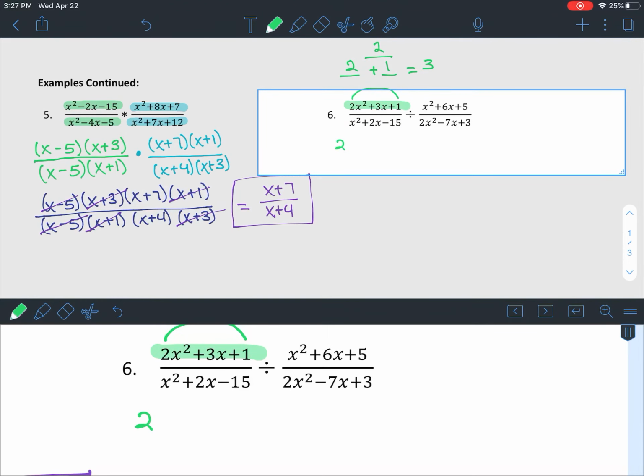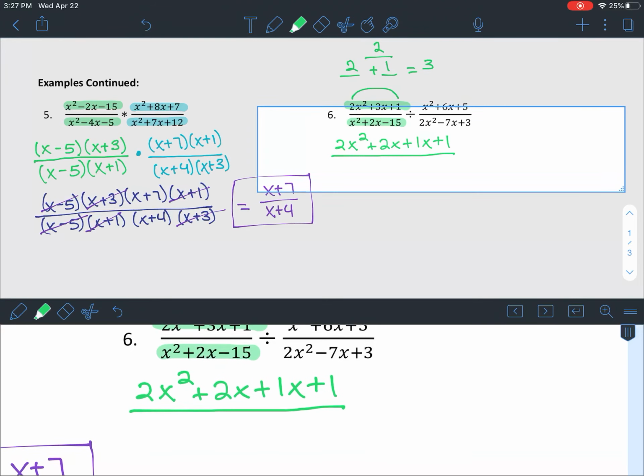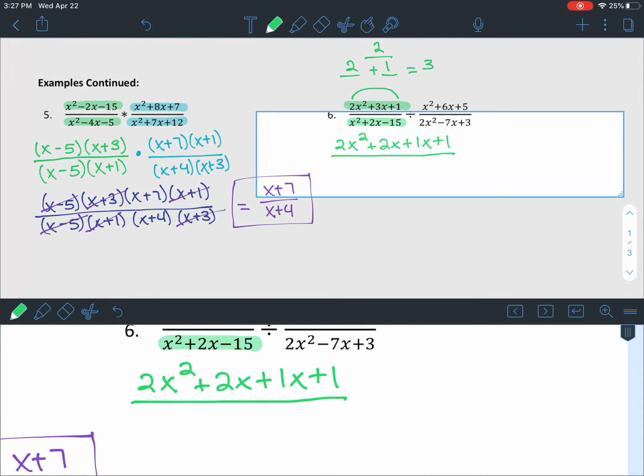So what's going to happen here is I'm going to break all this apart. I'm going to have 2x squared plus 2x plus 1x plus 1, all over, and then I need to factor my bottom. So two numbers that multiply to give me negative 15, but add to give me 2. This one's going to be kind of similar to the last one. So this is going to be x plus 5 and x minus 3.